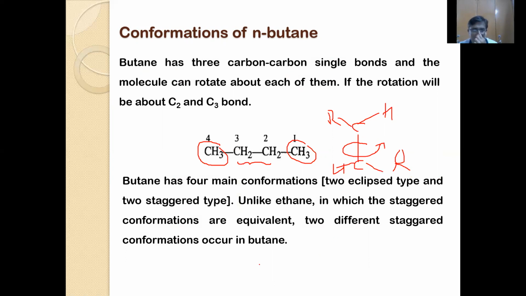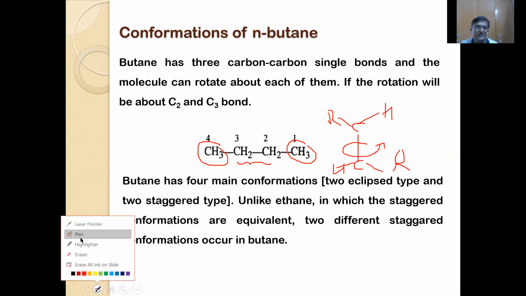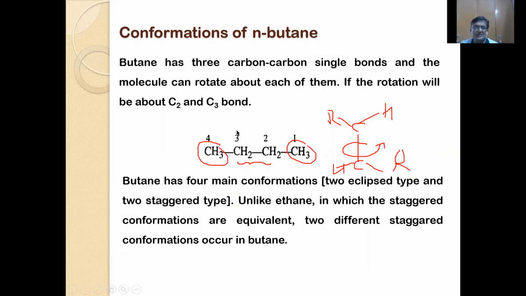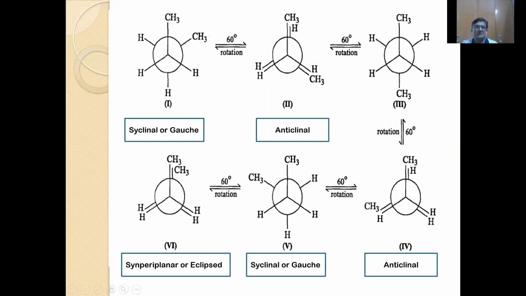C2-C3 bond rotation will occur. This is the C2-C3 bond. This type of bond is called the C2-C3 bond. The butane could exhibit different conformations.